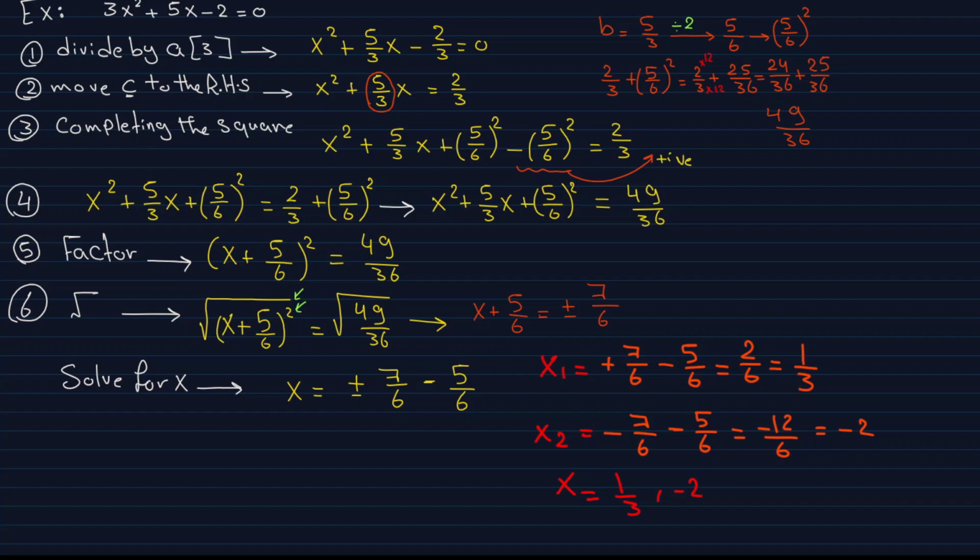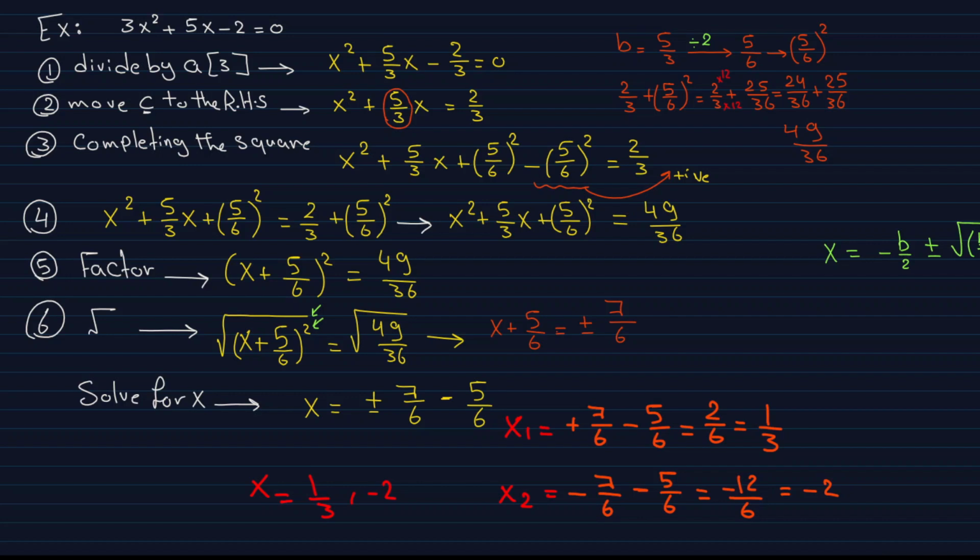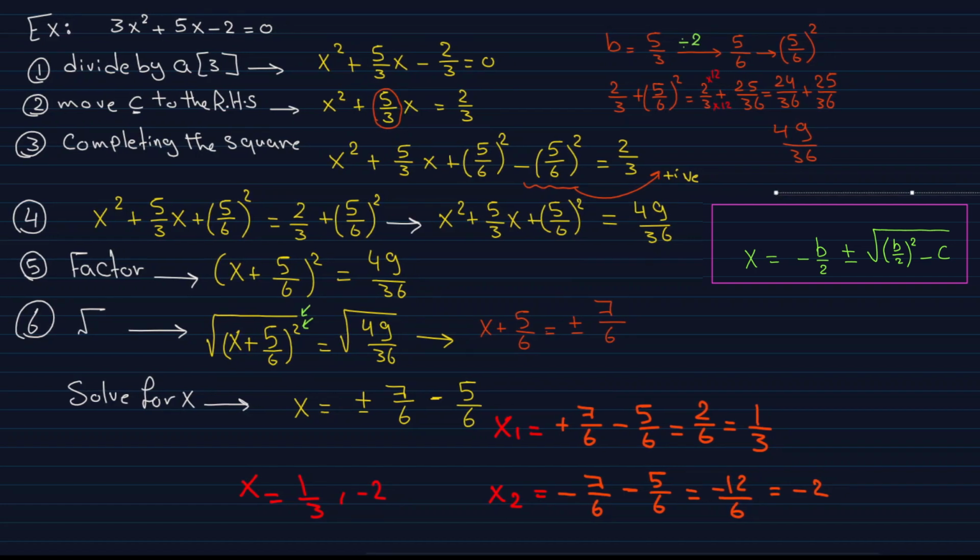Okay, let's check our answer by using the formula that we developed in the first place. Now, if you remember the completing the square formula that we developed a few minutes ago, it was like this: x is equal to negative b over 2 plus or minus a square root of b over 2, all of this squared, minus c. Now, let's use this formula and compare the results, to see if the formula that we developed is correct, or if our answer is correct.